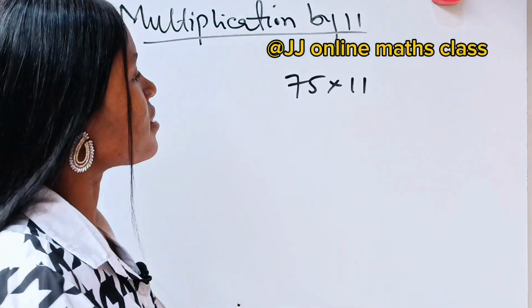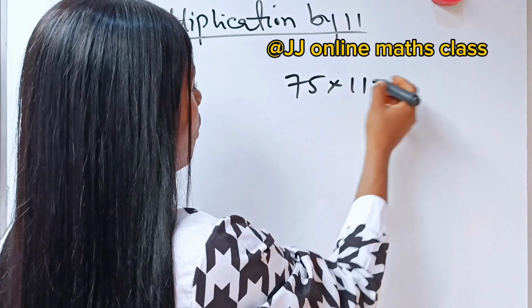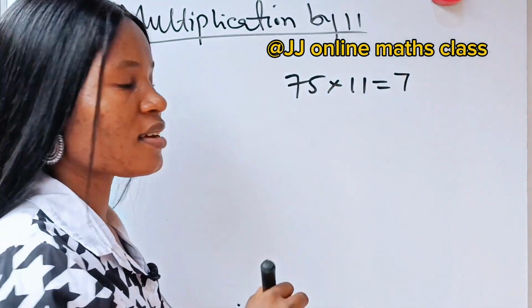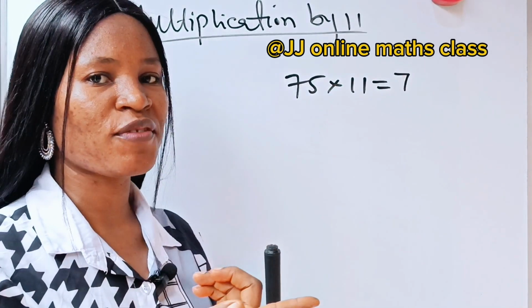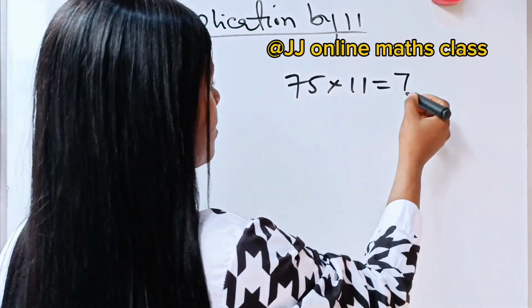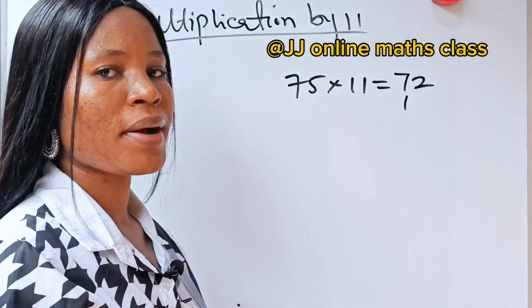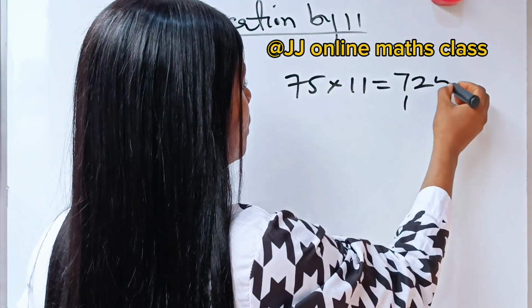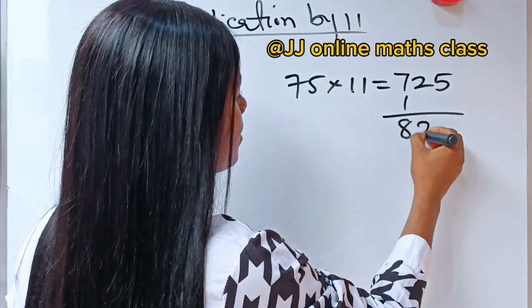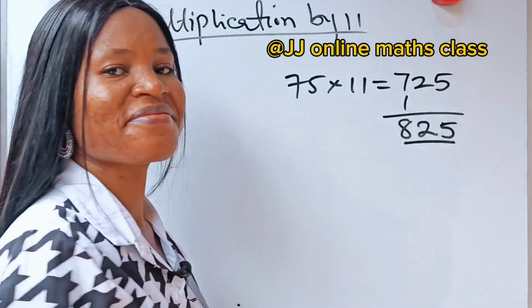Okay, now this is the solution. We are going to write 7, right? Then 7 plus 5 will give us 12. So this is how we are going to write the 12. Then we repeat the final figure, which is 5. We add, this is 8 to 5.